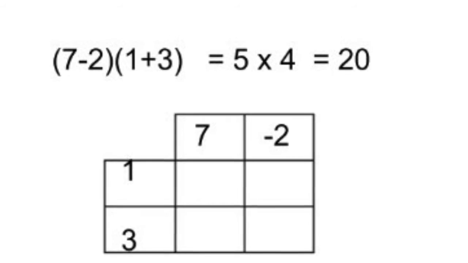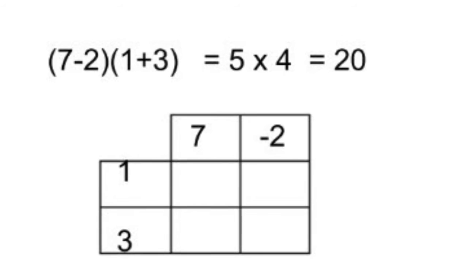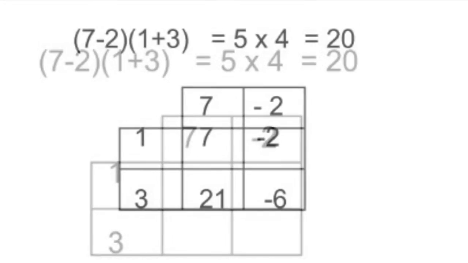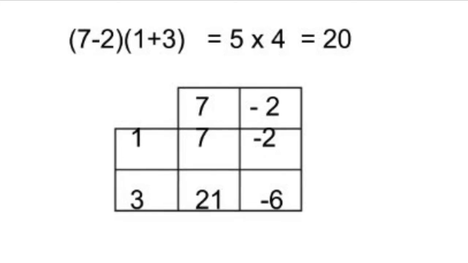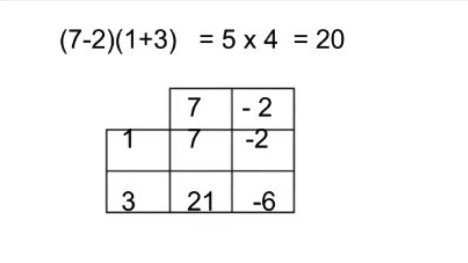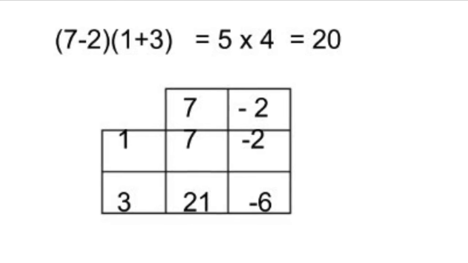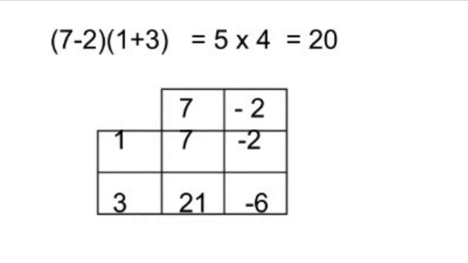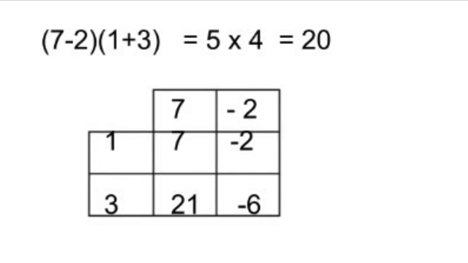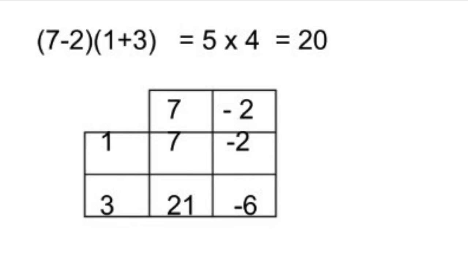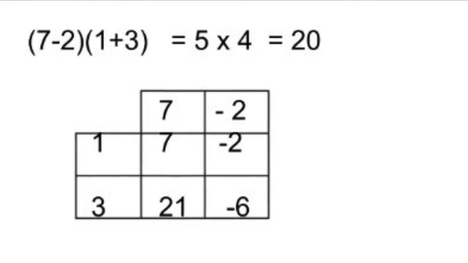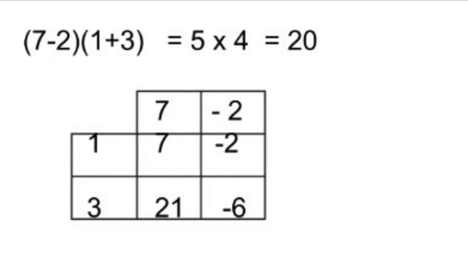So I'm going to multiply the 7 times the 1, and I'm going to multiply the minus 2 times the 1. I'm going to multiply the 7 times the 3, and I'm going to multiply the minus 2 times the 3. So inside the chart, the 7, the minus 2, the 21, and the minus 6, that is our answer. Together, those 4 things should somehow give us the same answer as above. They should give us 20.